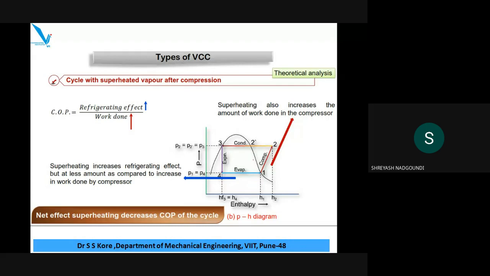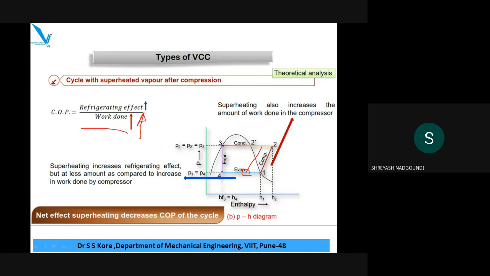Now here, if you observe, superheating increases the refrigerating effect. Superheating is going to increase the refrigerating effect. Because if it is wet, your point will be here. So this is the compression. By superheating, this much increment in the refrigerating effect you are getting, but at the same time, the compressor has to do more work because the refrigerant is dry. Here it is wet. If it becomes dry, the compressor has to do more work. So compressor work is going to increase. So if you observe, this arrow goes in the upward direction.